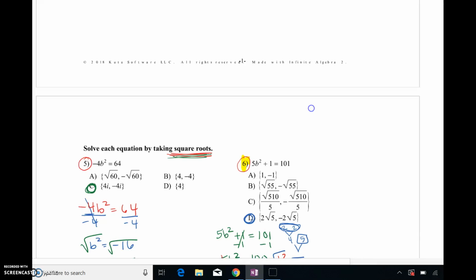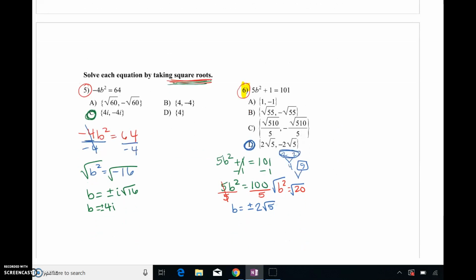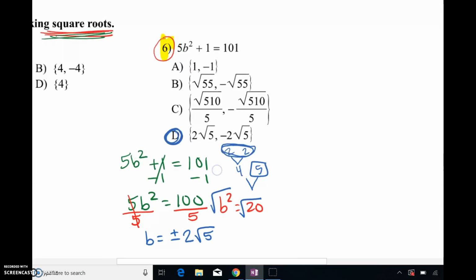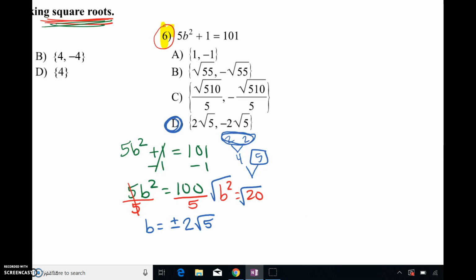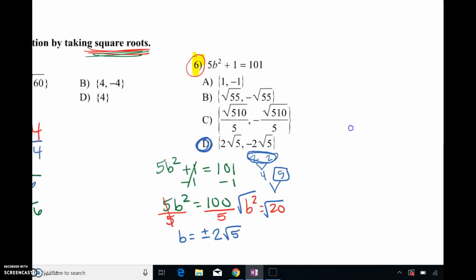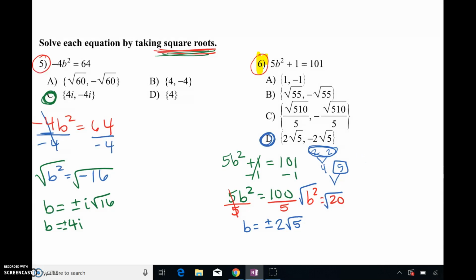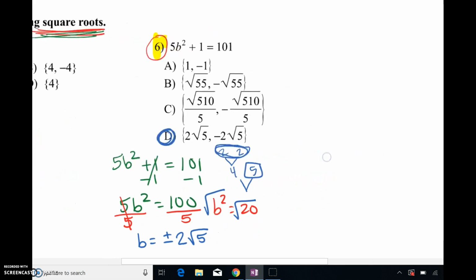All right, let's see what the next question is. All right, so 6. I did do this in the other video, but I'm going to go ahead and explain what I did. First, I read the directions, because that tells me a lot. It actually says solve each equation by taking square roots. And in order to take the square root, you have to isolate the thing that's squared. And in number 6, that's b.